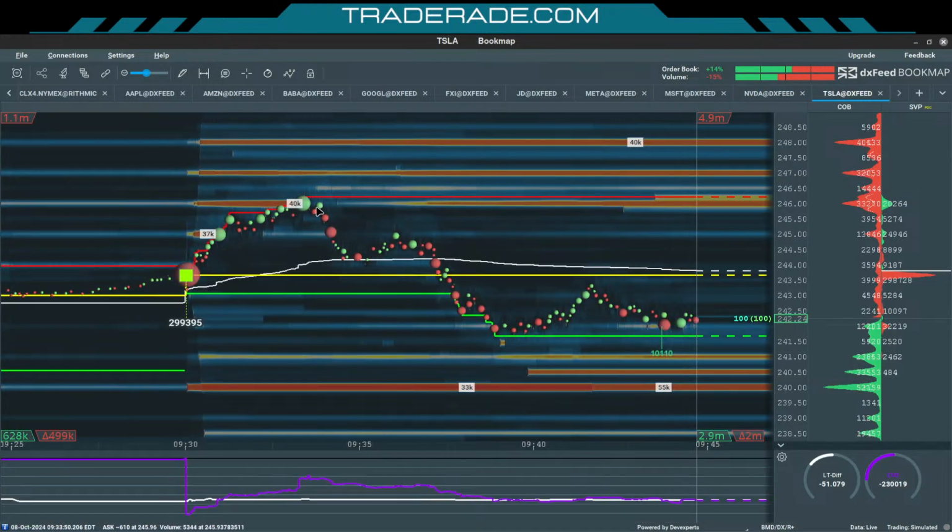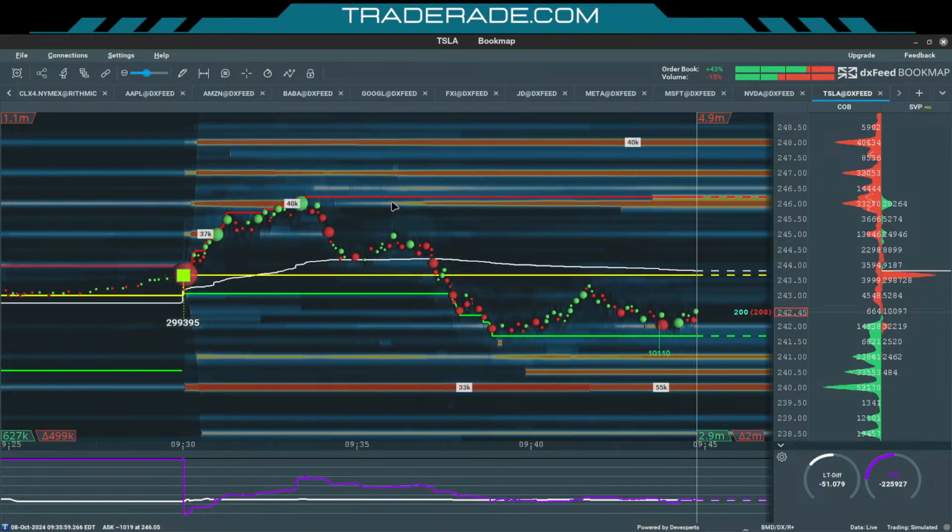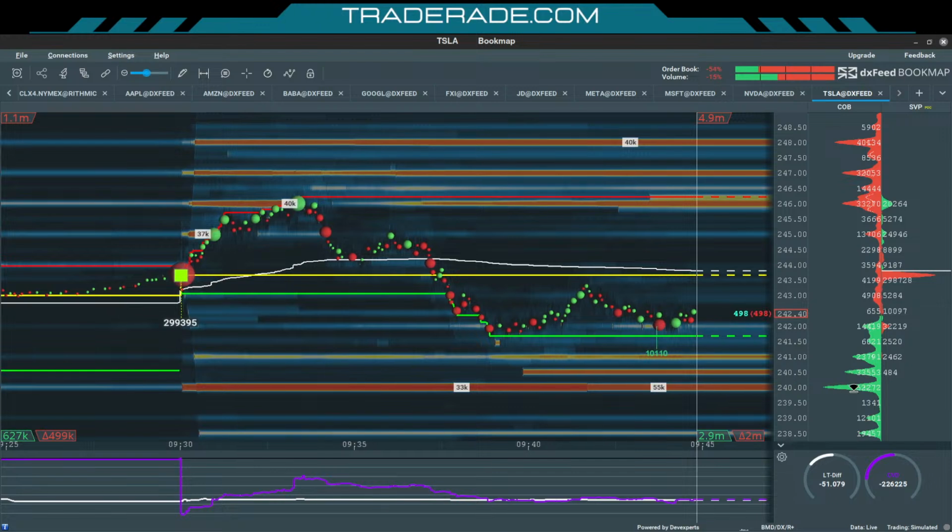Tesla got close to that 250 strike we saw earlier in the flow, but really couldn't get to it. Starting to see some downward pressure now, trading closer to the lows of the day, around 242.37.